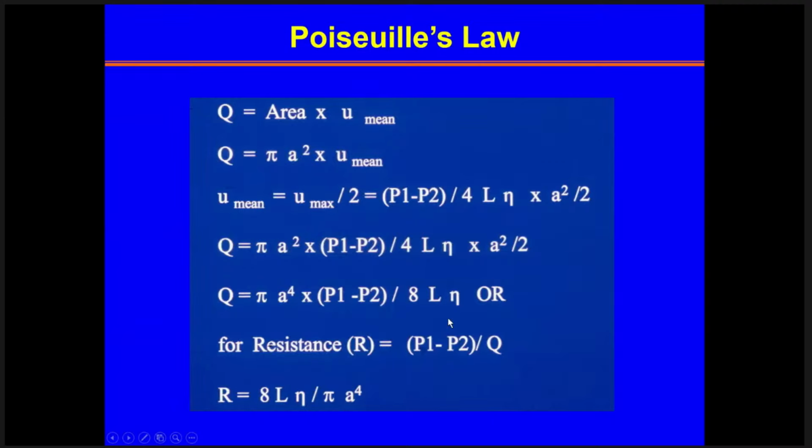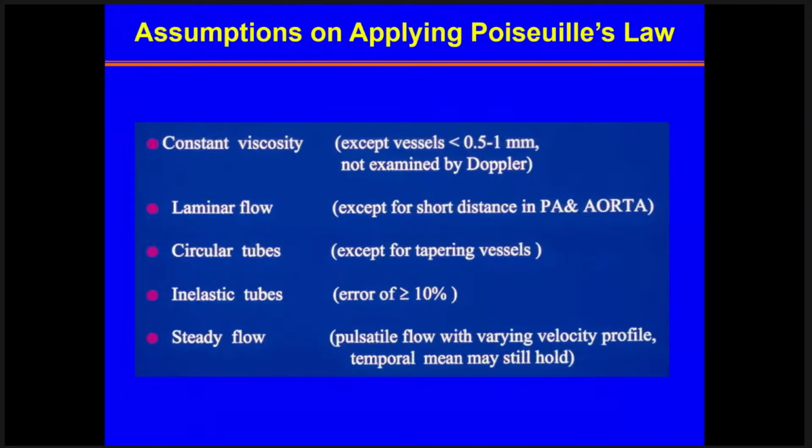If one is speaking in terms of resistance, then resistance is directly related to the length of the tube and the viscosity, but inversely related to the 4th power of the radius. So that's Poiseuille's equation. How does it apply in the human body, so to speak?